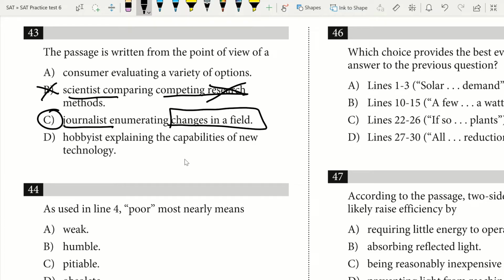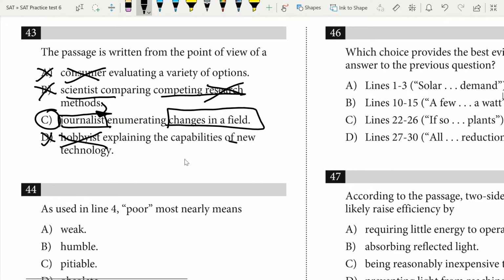The field of solar used to be very expensive and not have enough power output. Now we're seeing changes or advances in technology that are lowering those costs. So he's really acting as a journalist who's talking about these changes in that solar industry. Okay, it's not a scientist comparing competing research methods, because we don't have competing research methods. As far as a consumer, definitely not written from the perspective of a consumer. B, a hobbyist explaining the capabilities of new technology. No, definitely not a hobbyist either. Okay, this is pretty formal. This would be a journalist who is enumerating the changes in a field. So C would be our answer for 43.